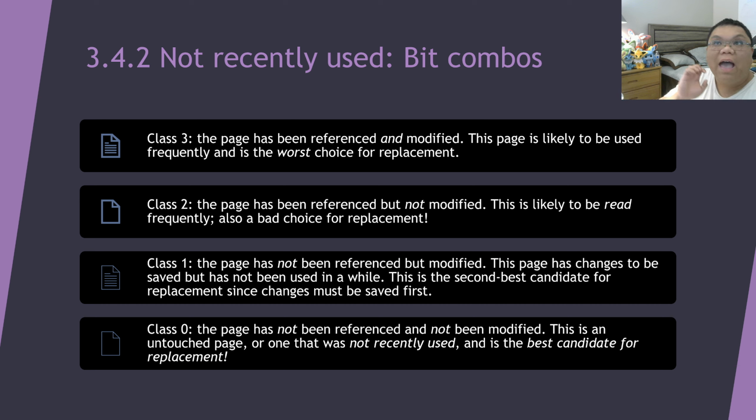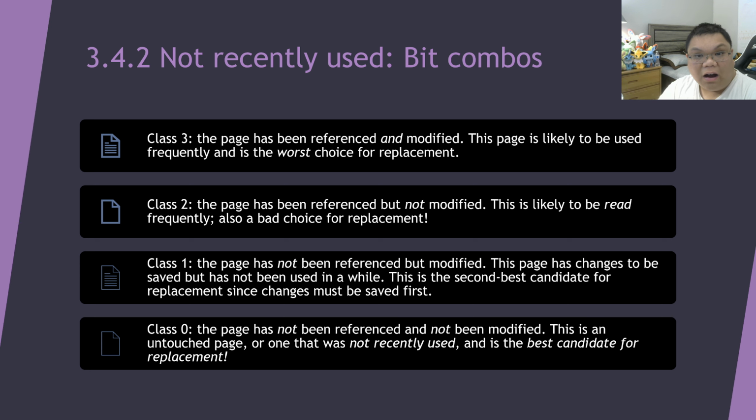Whenever we have changes made to a page, we gotta save those changes before we move our desired page into that frame. So, class 1 pages are pages that have not been referenced but modified. So if we select a class 1 page, we need to do the extra step of saving all those changes to the disk. A class 0 page is a page that has not been referenced and has not been modified. It is an untouched page, or at least a page that has not been touched in a while.